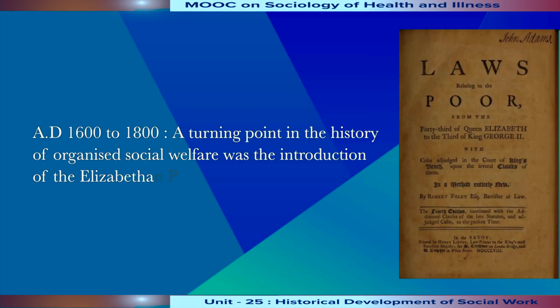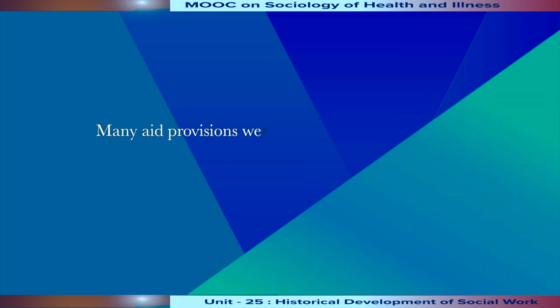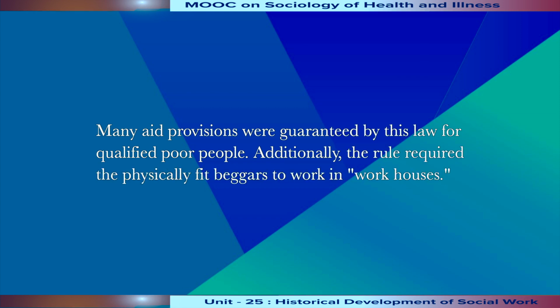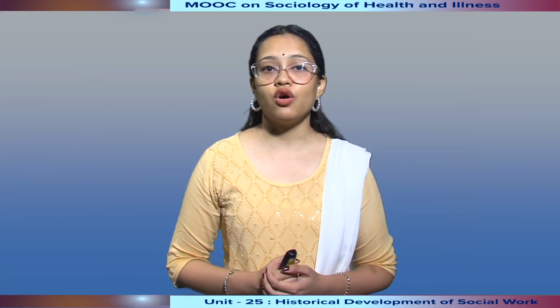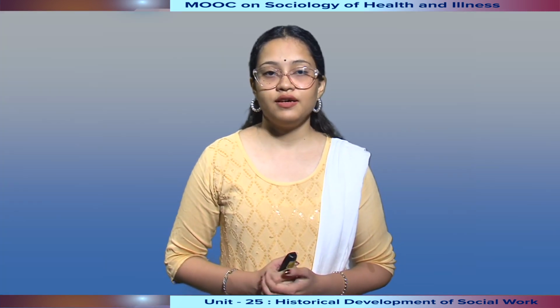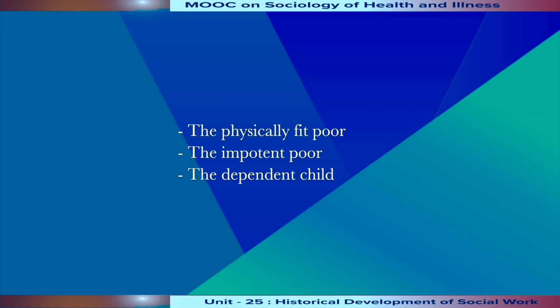1600 to 1800 AD. A turning point in the history of organized social welfare was the introduction of the Elizabethan Poor Law in 1601. Many aid provisions were guaranteed by this law for qualified poor people. Additionally, the rule required the physically fit beggars to work in workhouses. Three groups of the poor were identified: the physically fit poor, the impotent poor, and the dependent child.